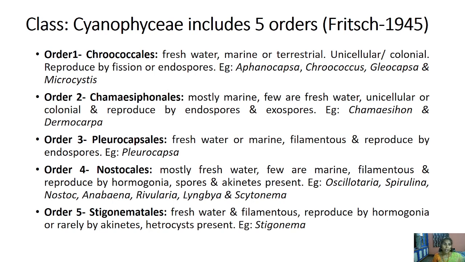So, all cyanobacteria are classified under division Cyanophyta, which has only one class Cyanophyceae, which is further divided into five orders according to Fritsch. These orders include Chroococcales, Chamaesiphonales, Pleurocapsales, Nostocales, and Stigonematales.